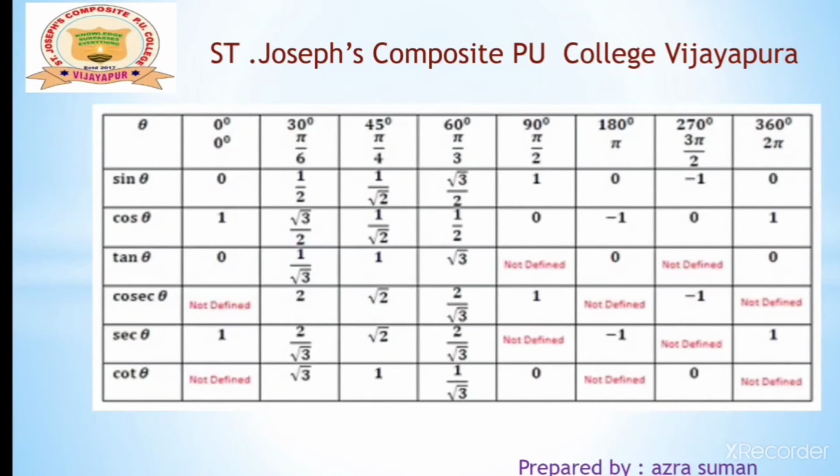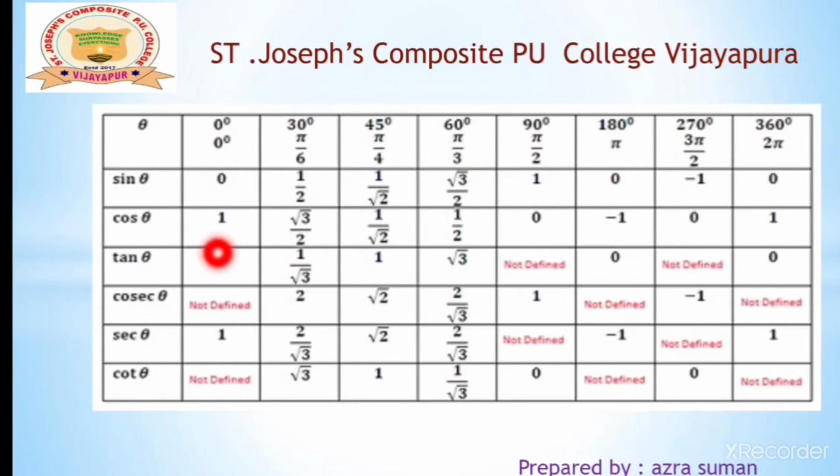Here we have the angles in degree measure and also in radian measure. Here sin theta, cos theta, tan theta, cosec theta, sec theta and cot theta are given. And we know the basic values: sin 0 is 0, sin 30 is 1 by 2, sin 45 is 1 by root 2, sin 60 is root 3 by 2, and sin 90 is 1, sin 180 is 0, sin 270 is minus 1, and sin 360 is 0.